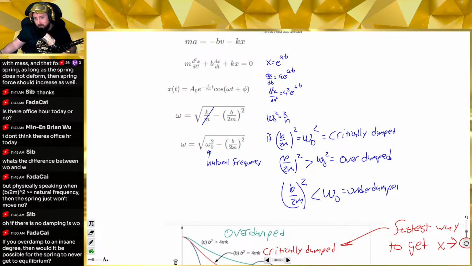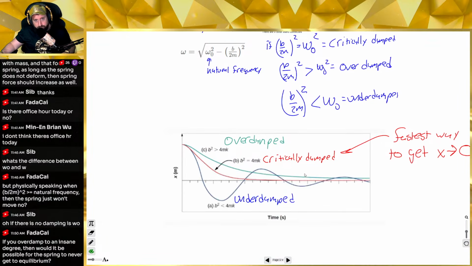And what happens when you have something that's overdamped is that omega is the square root of a negative number, so omega becomes imaginary. You'll learn about imaginary frequencies when you do waves, which I guess we are doing, but even more so in quantum mechanics, where you're going to deal a lot with imaginary frequencies and what those mean.